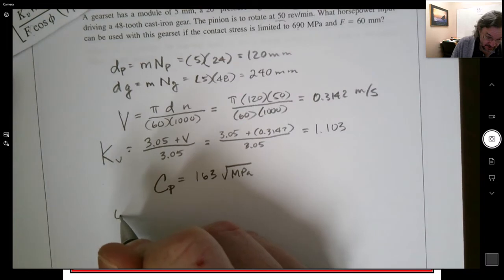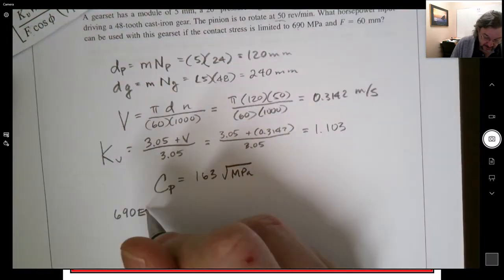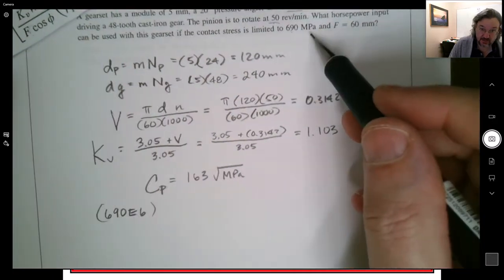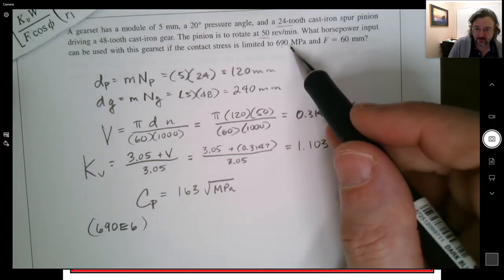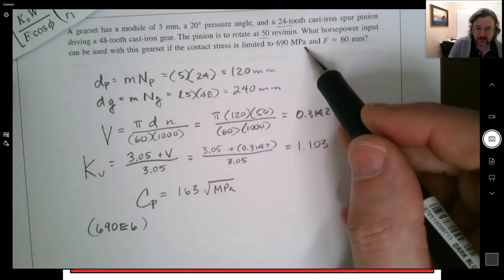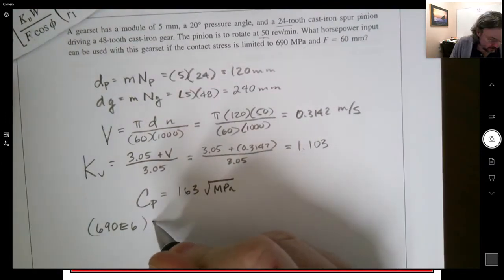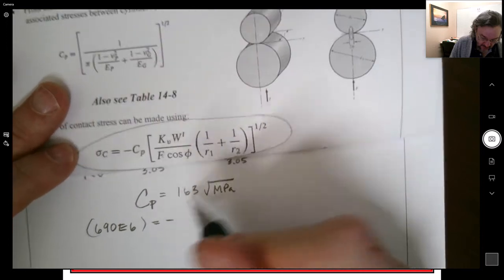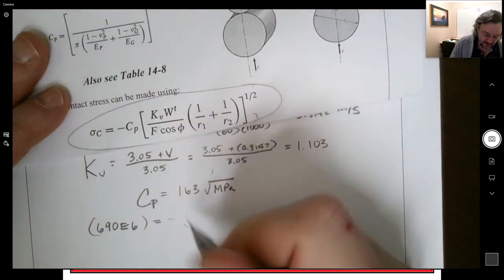So I'm going to go 690 e to the 6 right here, right? I like to stick with basic units when it gets confusing. If there's ever going to be some confusion right here, I go back to pascals, which is a Newton per meter squared. And we're going to equal to a negative, well, we don't really need the negative in there, so let's ignore the negative.